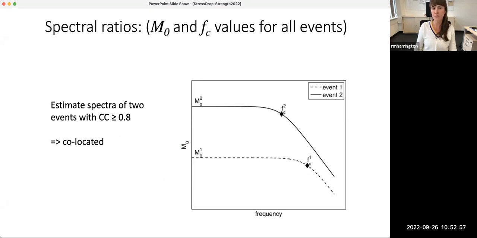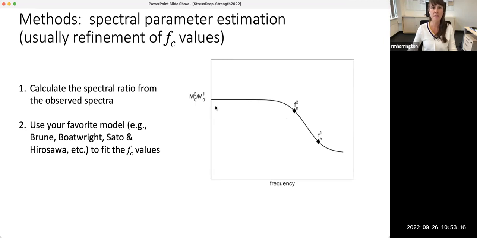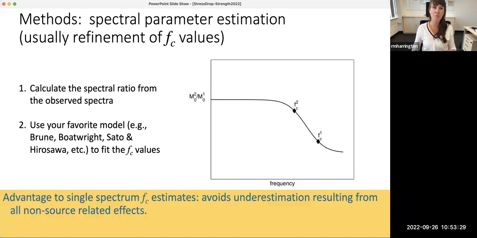If you were to look at this in the spectral domain, you can find two co-located events by finding something with very similar waveforms and looking at what their spectra would look like. The larger event would have a higher spectral amplitude and a lower corner frequency compared to the empirical Green's function. If you take a ratio, you can fit it using an analytical function, and again, your favorite source model, if you like Brune, Boatwright, or Sato and Hirasawa, for example.